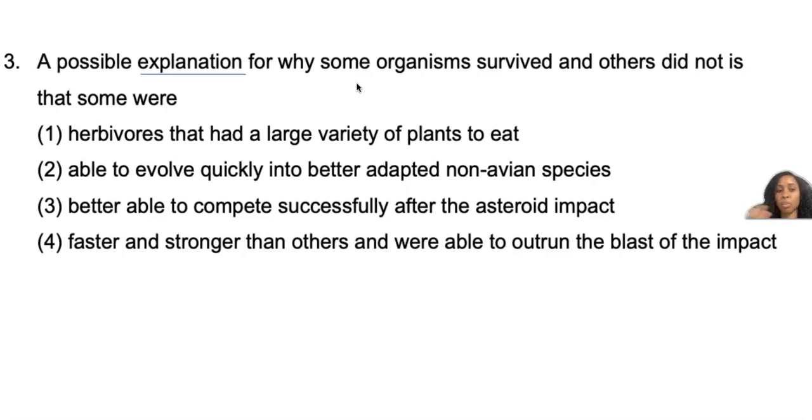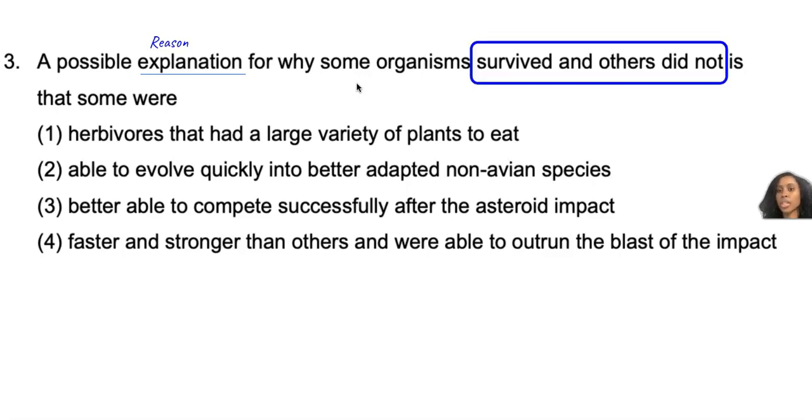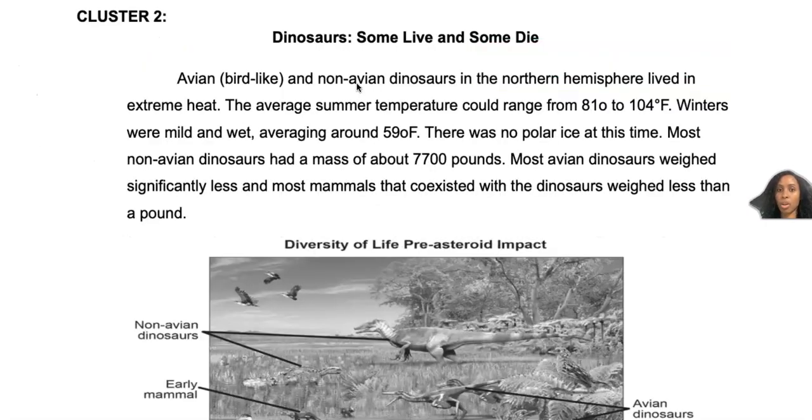I'm going to underline explanation because it wants me to find a reason. And I'm trying to figure out, okay, reason of what? The reason some things lived or survived and others did not, died. So now I can go back to my reading to try to figure out what made some dinosaurs a little bit better for their environment than others.